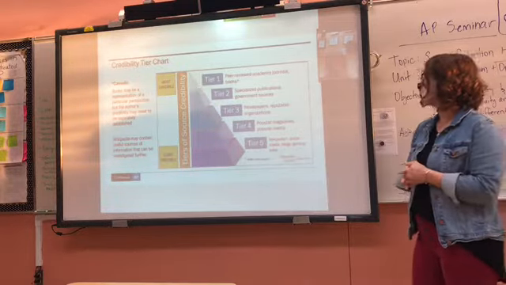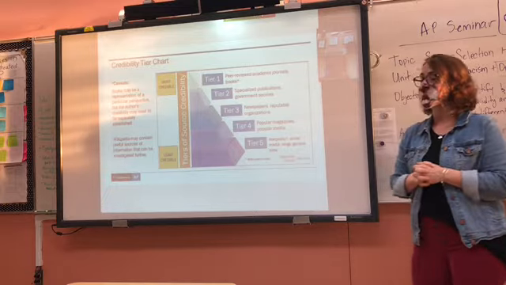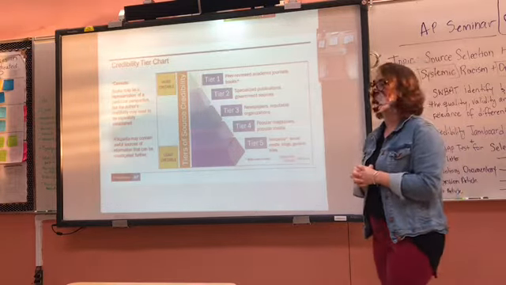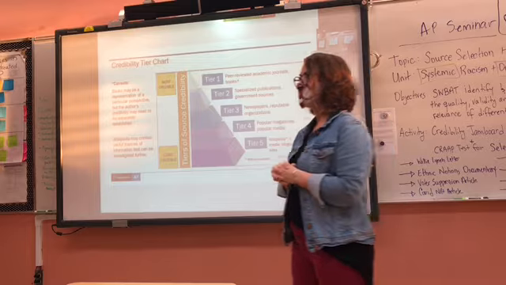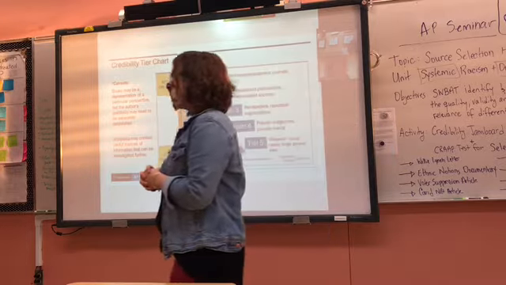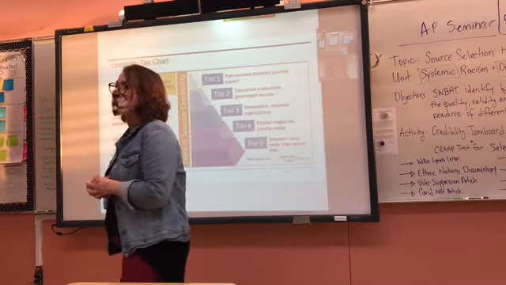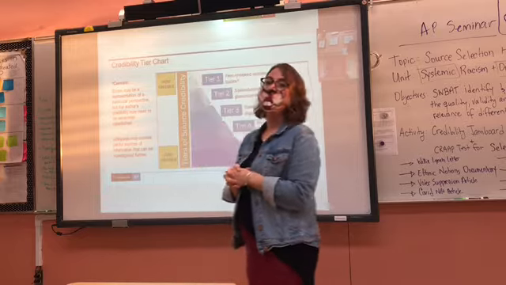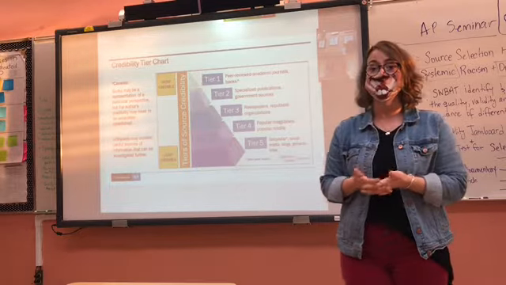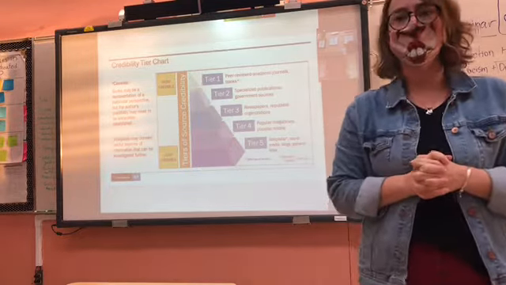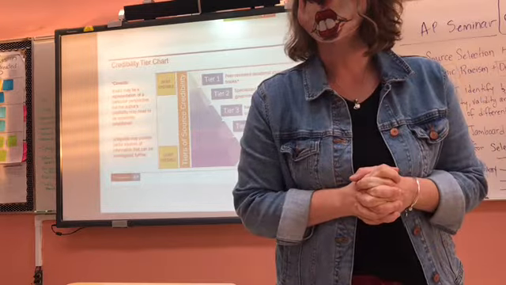Tier 2s are specialized publications and government sources. This would be like the nrdc.org, the CDC, .gov, Department of Labor and Statistics, even things like the census, census.gov. Yes? Why is that not tier 1?